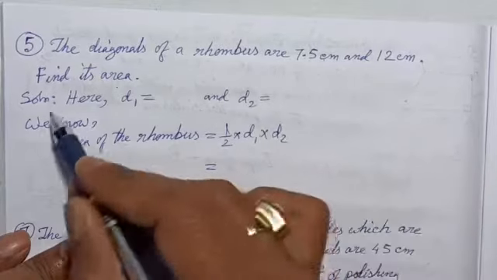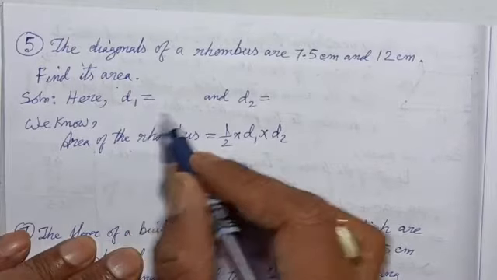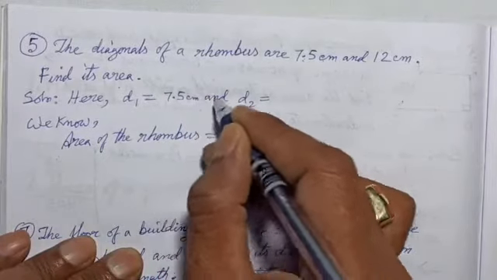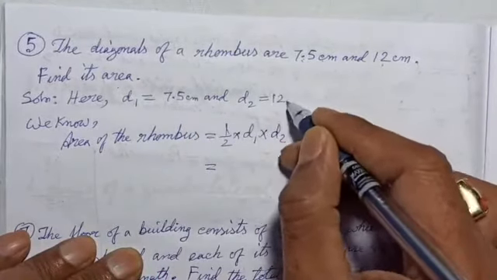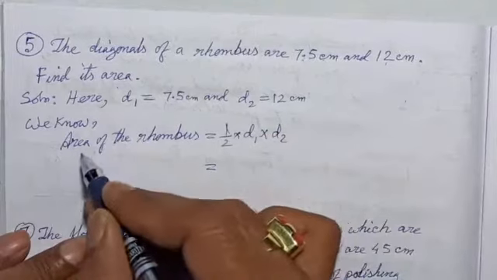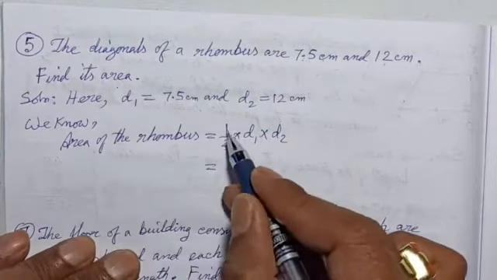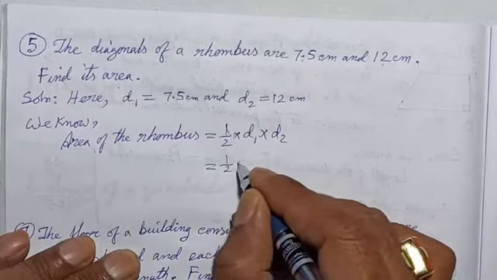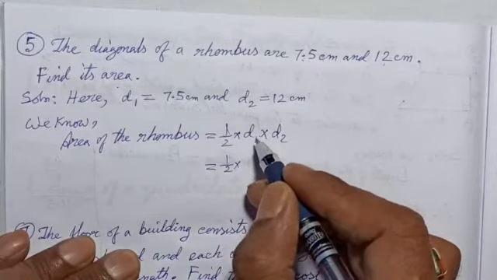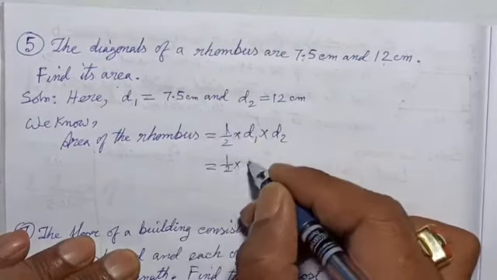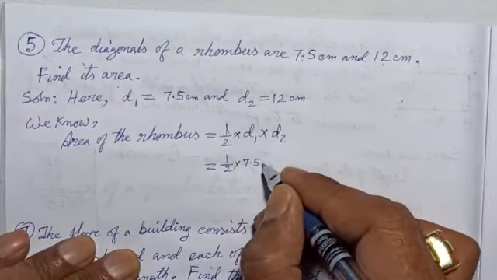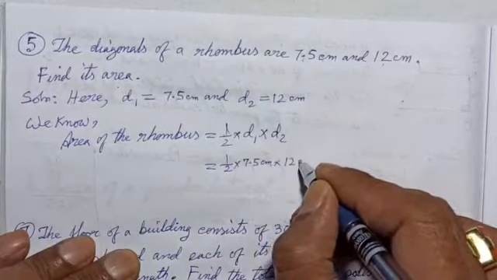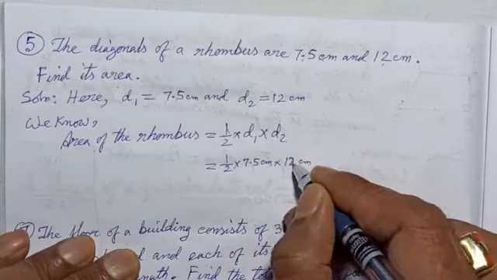So solution here, diagonal 1 D1 is 7.5 centimeter and diagonal 2 is 12 centimeter. We know the formula to find out area of a rhombus is half diagonal 1 into diagonal 2. So half first. Diagonal D1 is 7.5 centimeter. D2 is 12 centimeter. 12 is divided by 2.